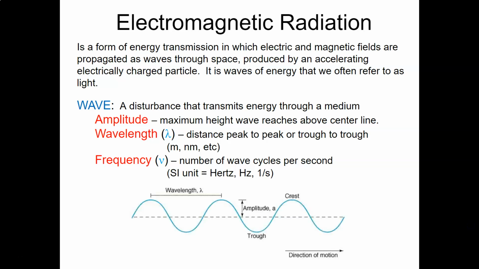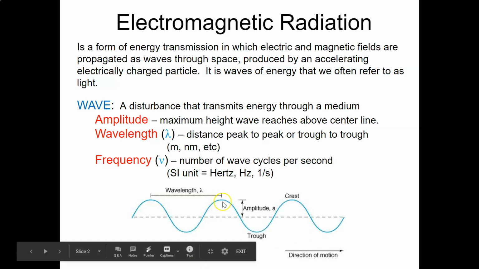So amplitude is the maximum height that it reaches. I'm going to pull up the diagram here. So amplitude is the height of the wave. Wavelength is the distance between consecutive peaks or consecutive troughs, however you want to call it. And then frequency is the number of cycles per second. So if we were to put a line here, the frequency would be how many waves pass that line in a given amount of time, usually in 1 second.